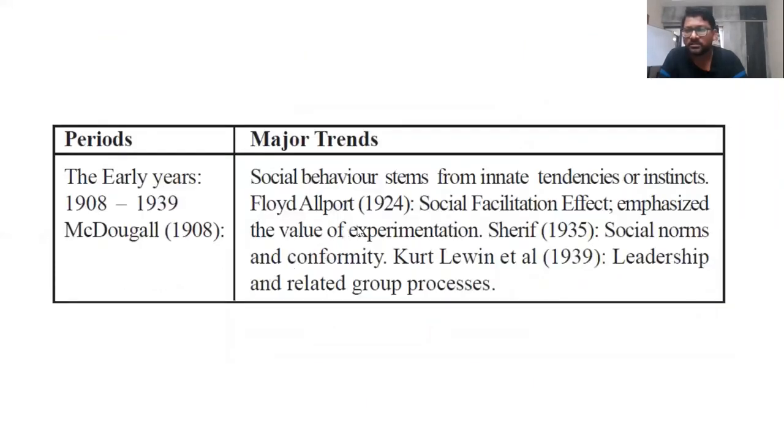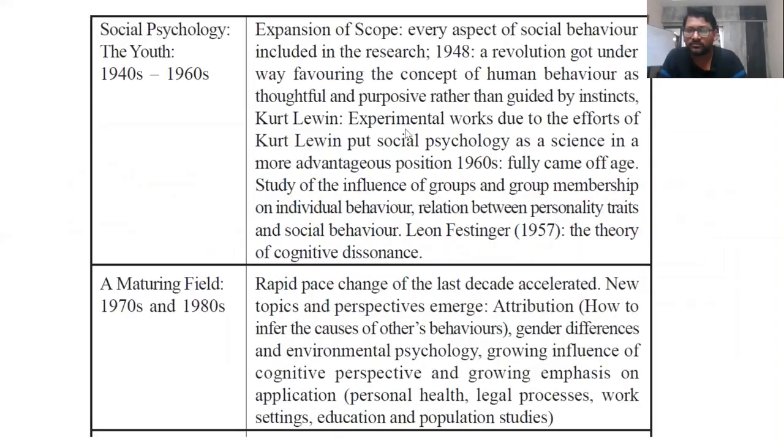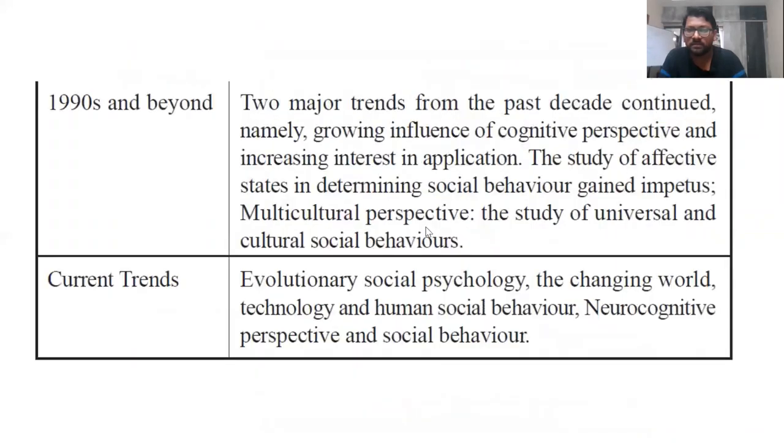It starts with Floyd Allport's theory of social psychology, and what the major trends were in the early years: leadership, social norms, the social facilitation effect, and experimentation. These were followed, and are given here, then the maturing phase, 1990s and beyond, and finally current trends.